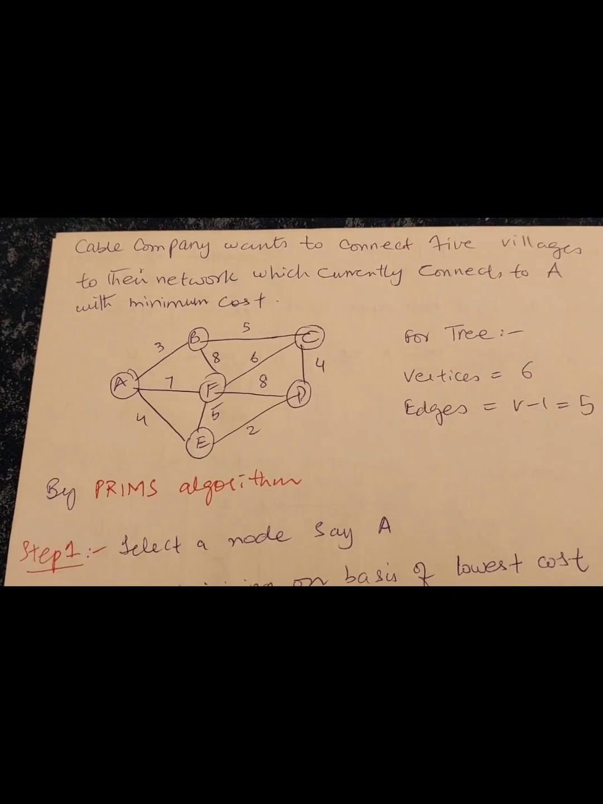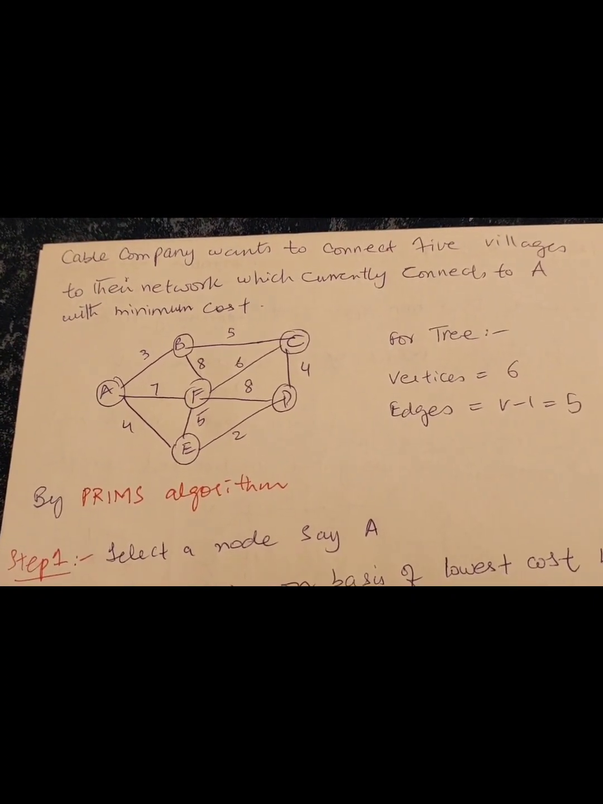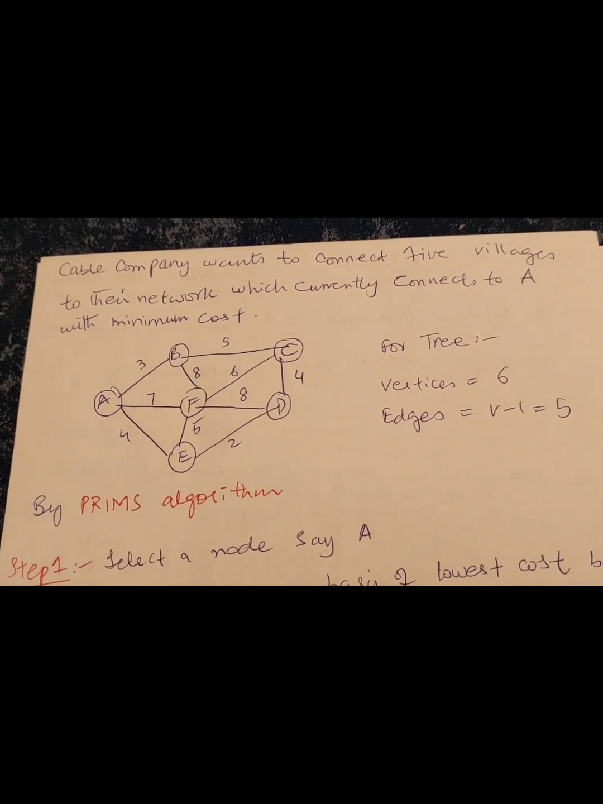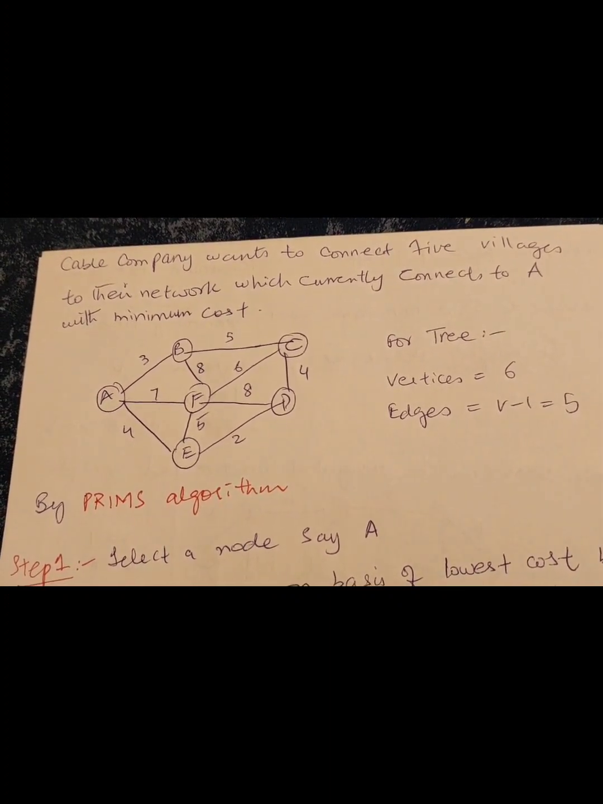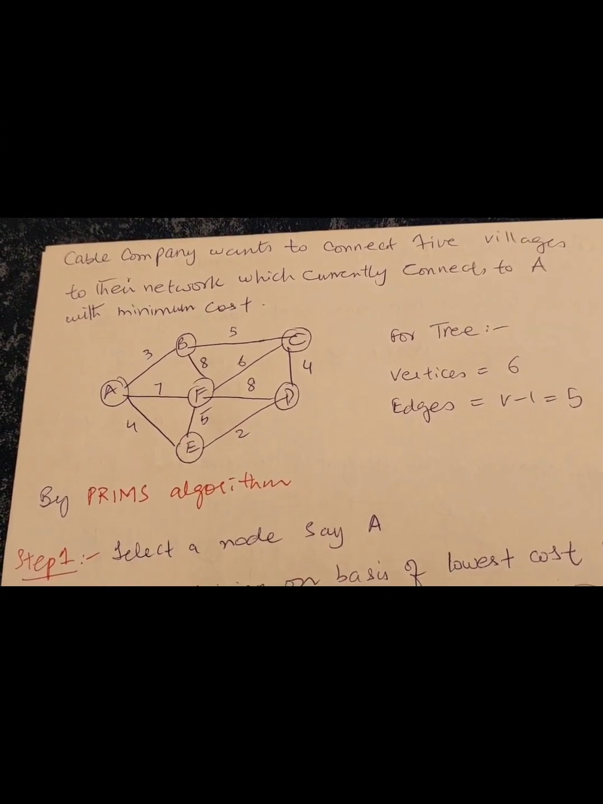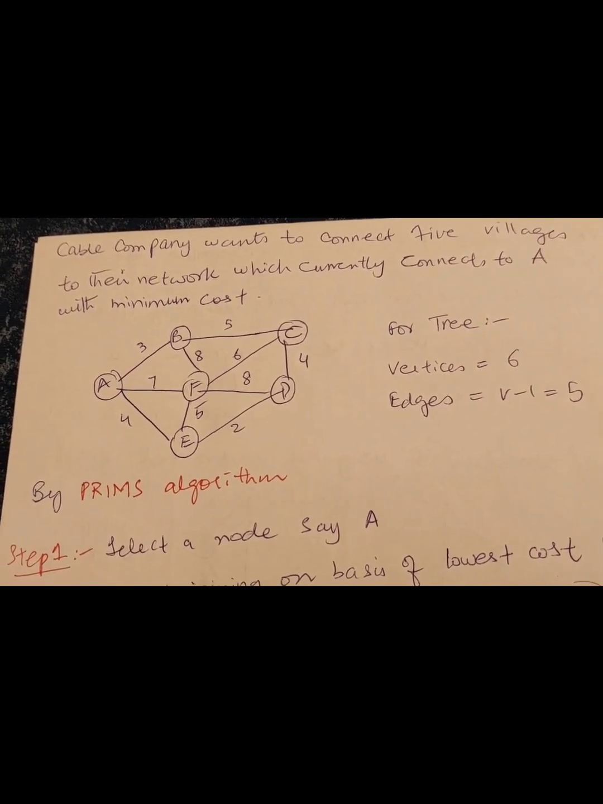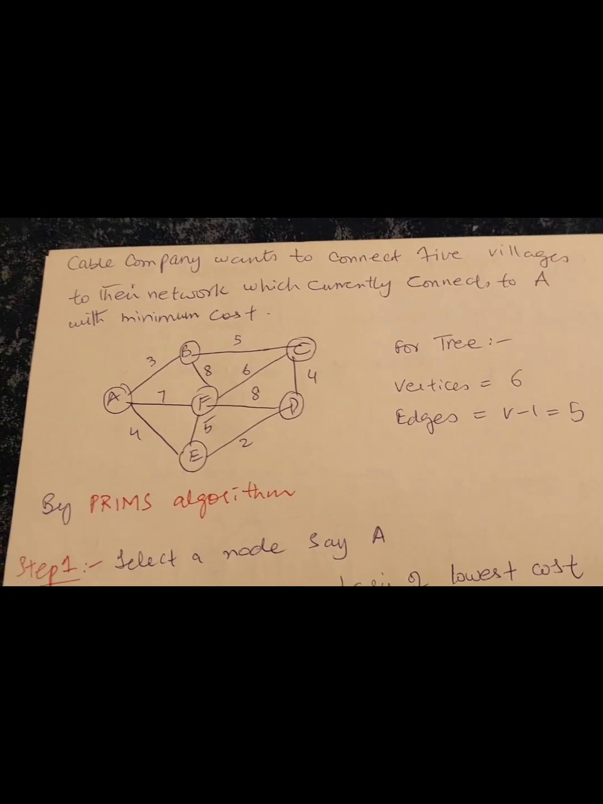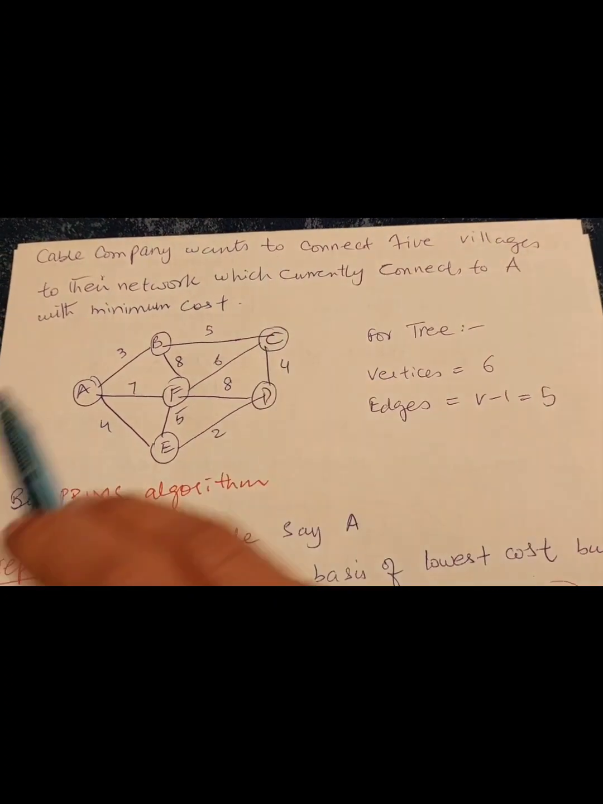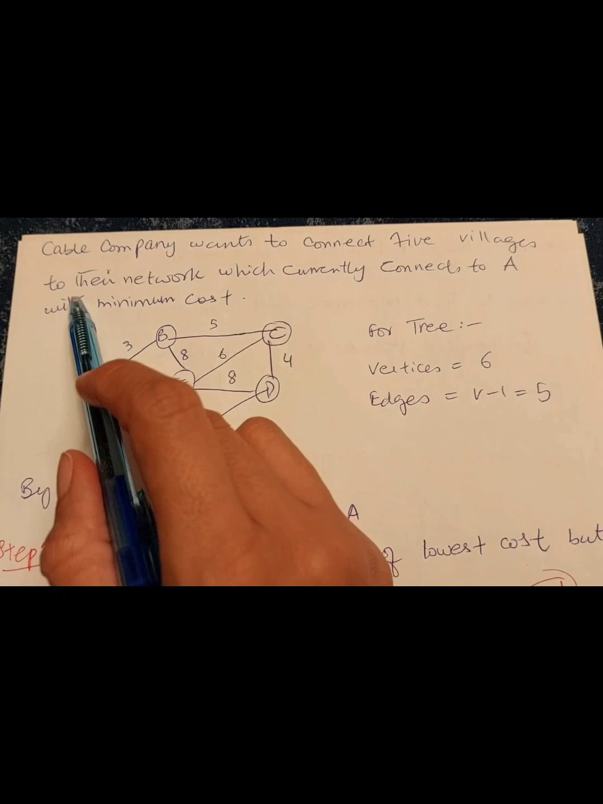In this video we are going to solve another example with the help of Prim's algorithm. So you already know that Prim's algorithm tries to find out the minimum cost spanning tree. We are trying to make the connections with the help of minimum cost. So consider this example and we will explain all the concepts one by one.